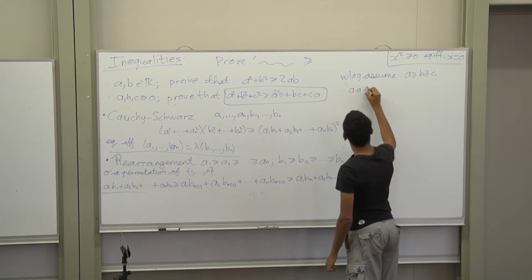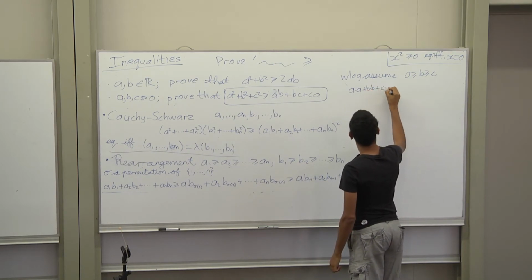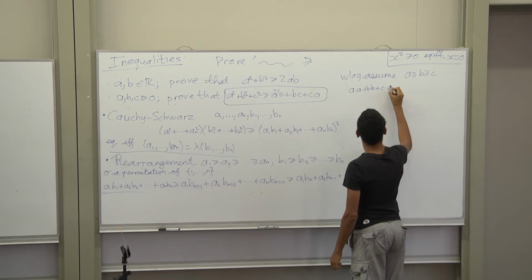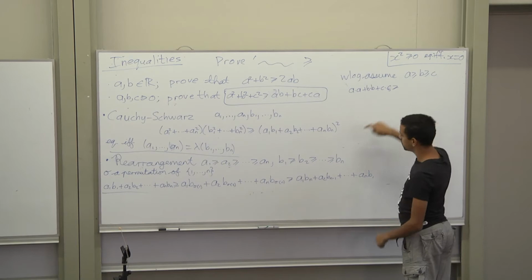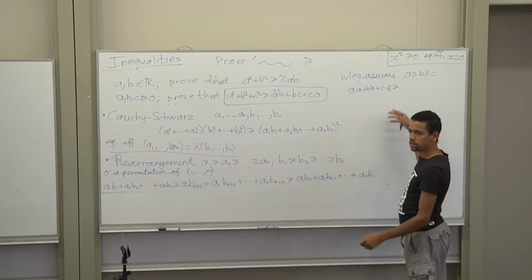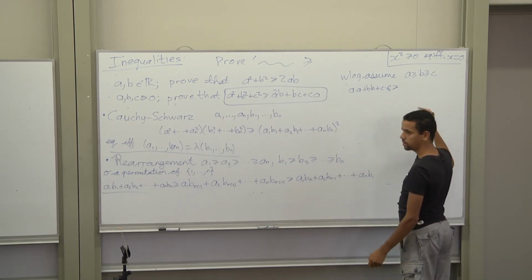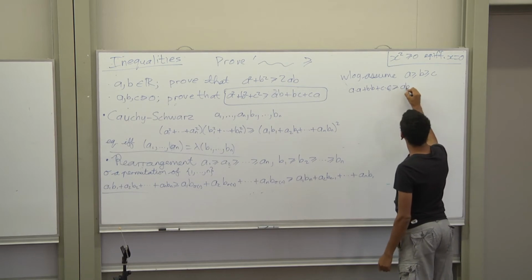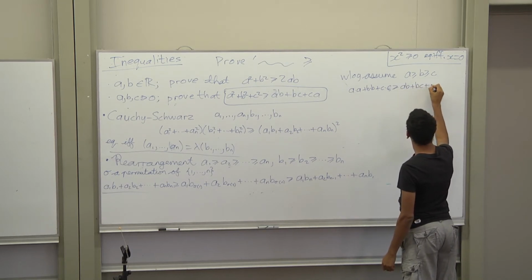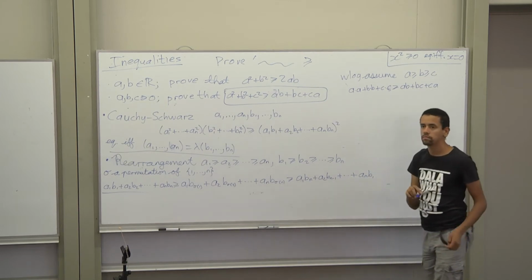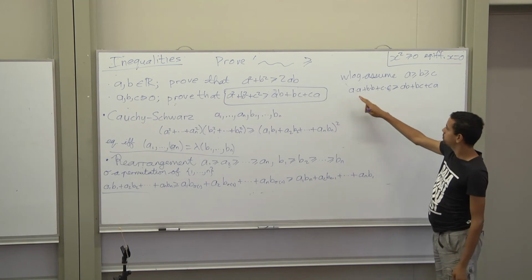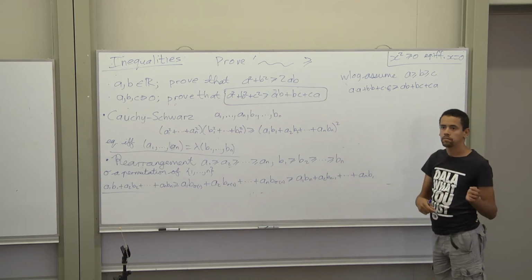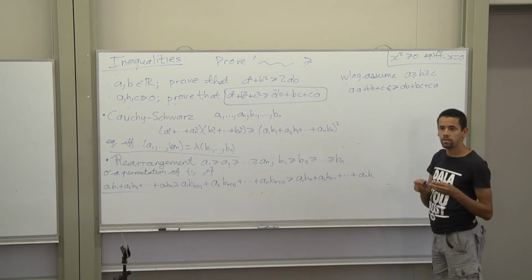A with A, B with B, C with C, that is greater than or equal to. And now the second sequence, I'm going to permute. So instead of ABC, it's going to be BCA. And I have AB, BC, and CA. And the left-hand side is obviously A squared plus B squared plus C squared. And that's how you can use the rearrangement inequality on this one.